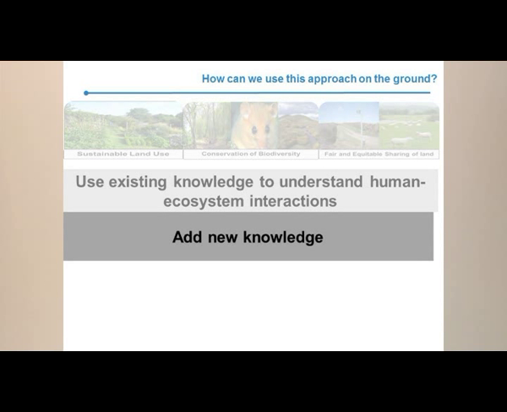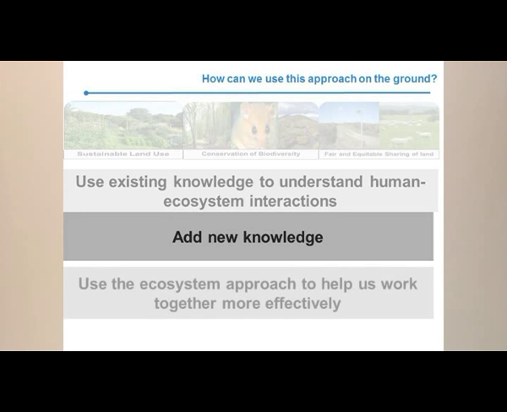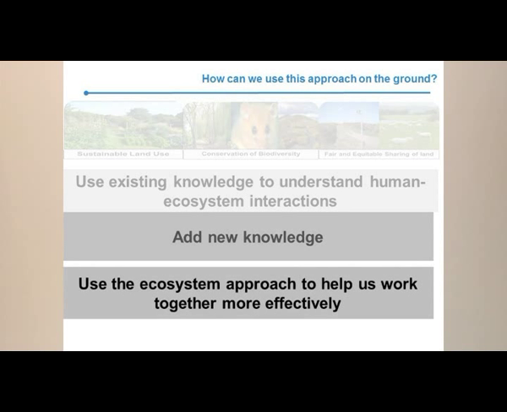Where it's essential to collect new knowledge, for instance urban trees, we know a layer is being collected relating to this, and this will add significantly to the models when it becomes available. So let's use the ecosystem approach to work more effectively together.